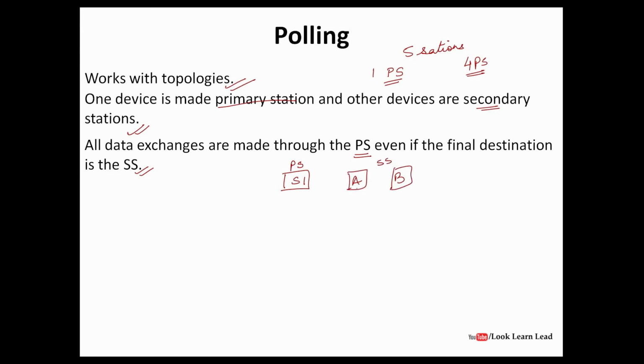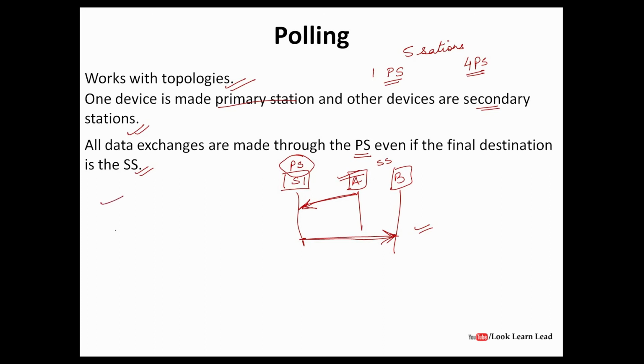Suppose station A wants to send something to station B. A would first send it to the primary station, and the primary station will then pass it to B. Any communication takes place through the primary station only. If a secondary station wants to send data to another secondary station, it must send it to the primary station, and the primary station forwards it to the destined secondary station. This is polling.